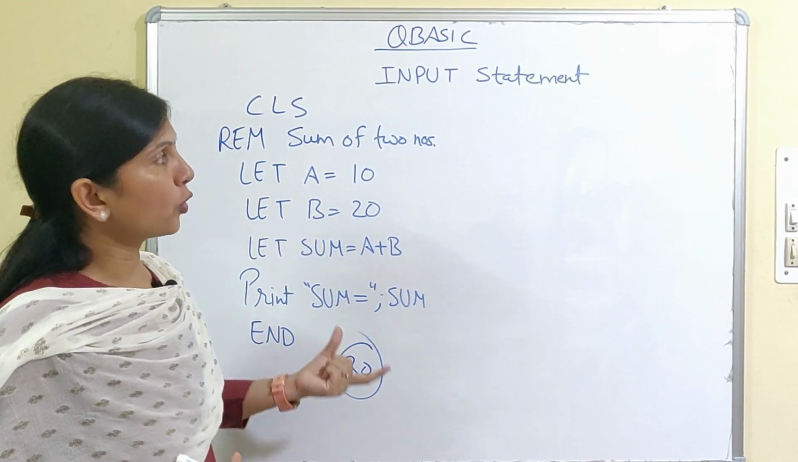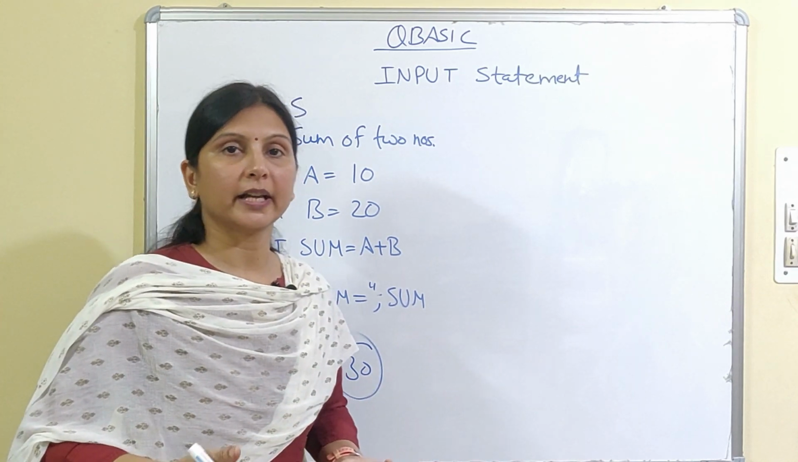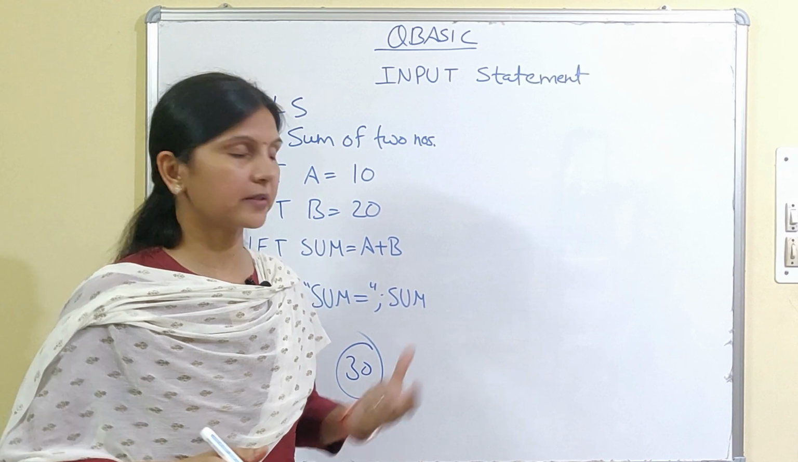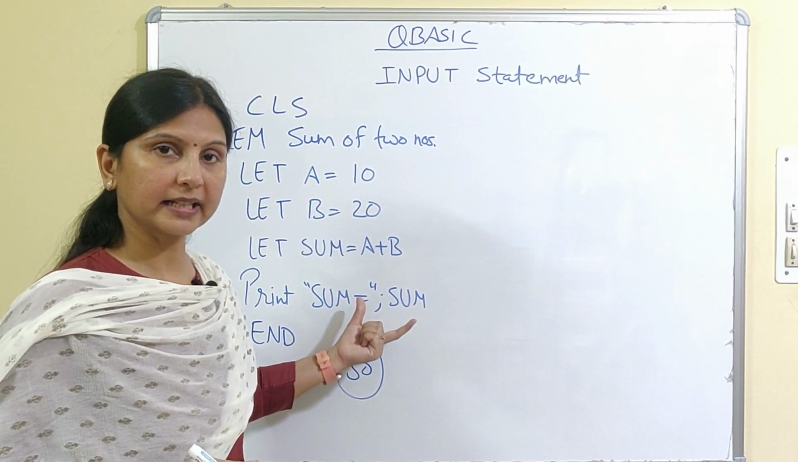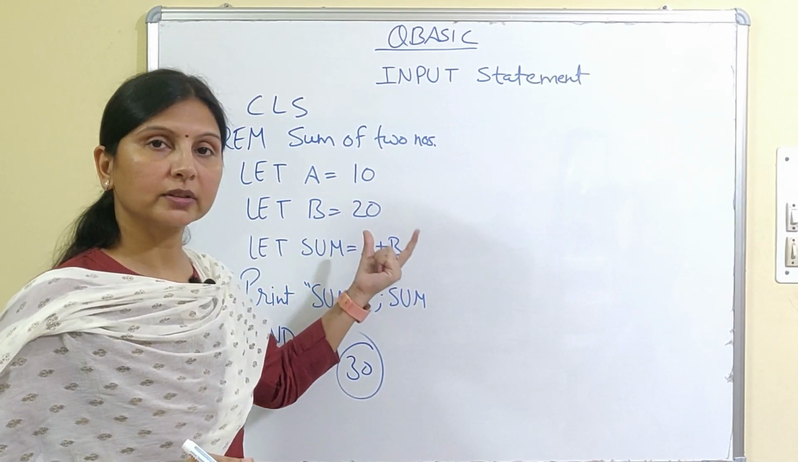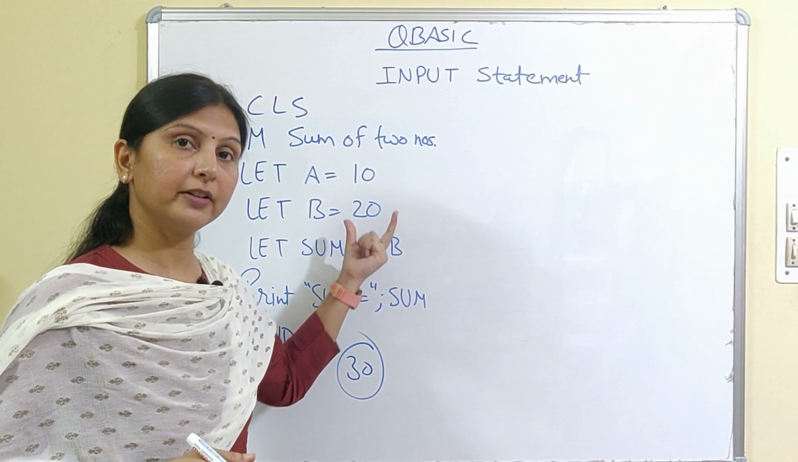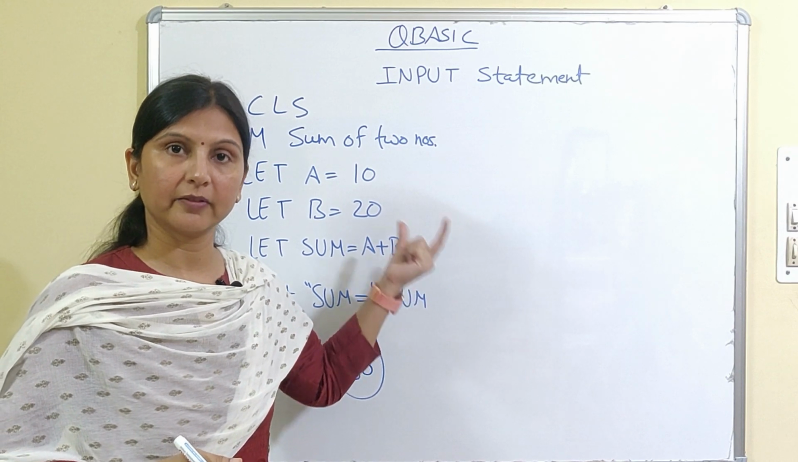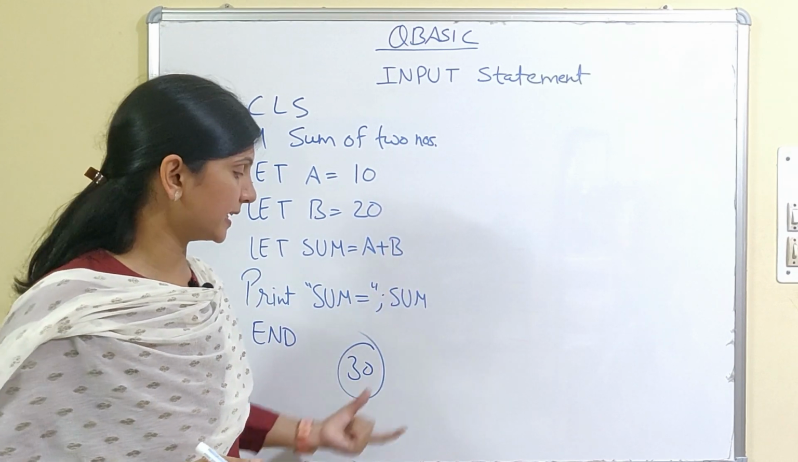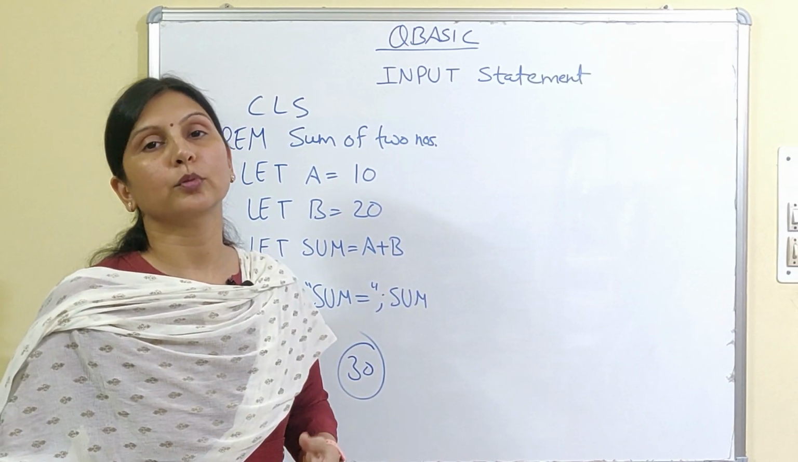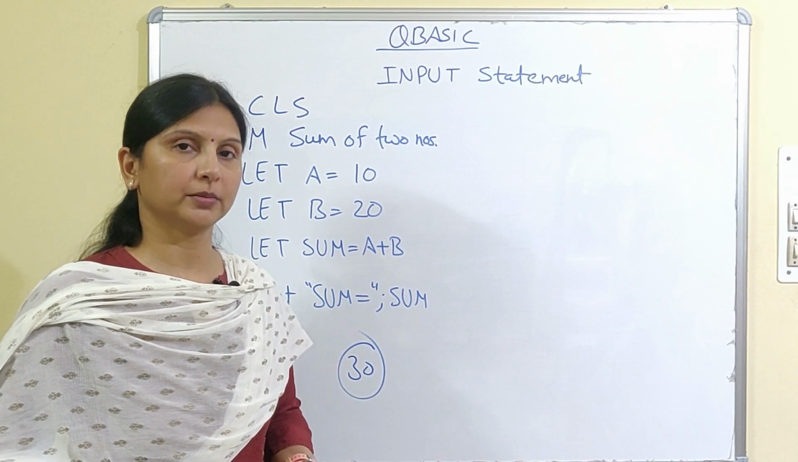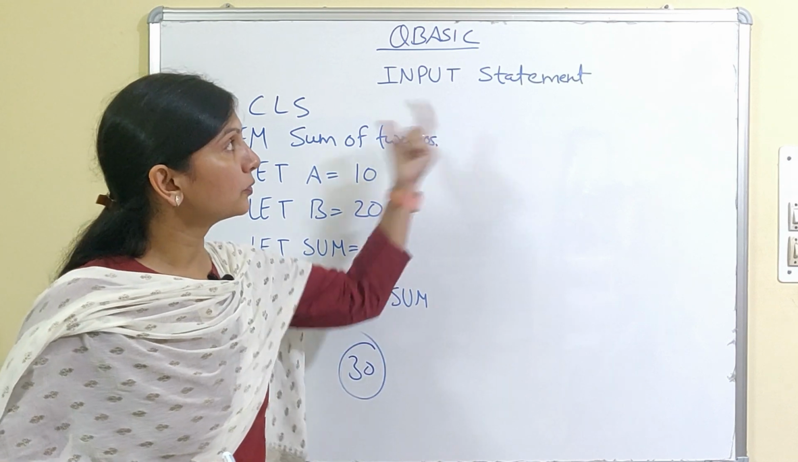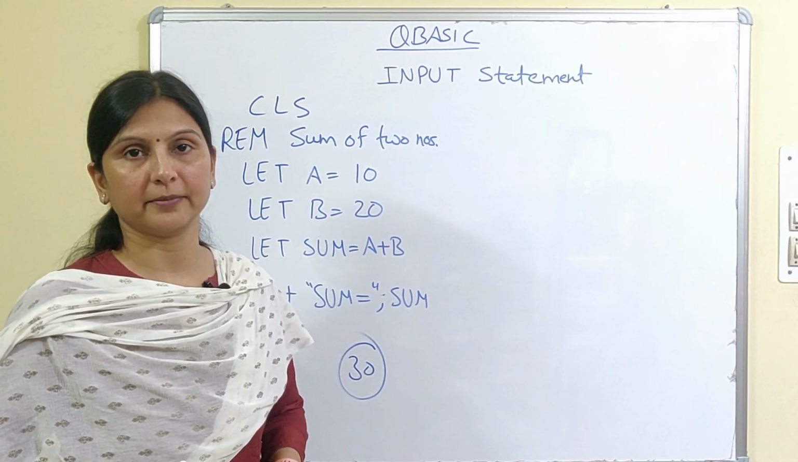Now, if I want to write a program for any two numbers, not for specific ones, this is specific, isn't it? 10 and 20. The value of A will always be 10, the value of B will always be 20. Whenever you run the program, you will always get 30. But if I want to make a program for the sum of any two numbers, then LET will not work. In that case, we will use the INPUT statement.